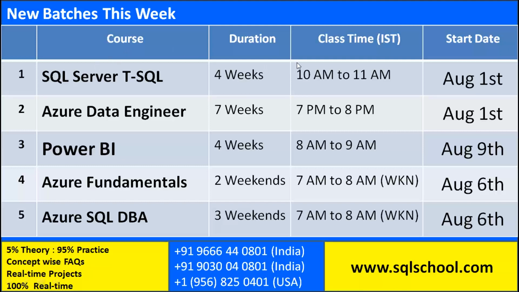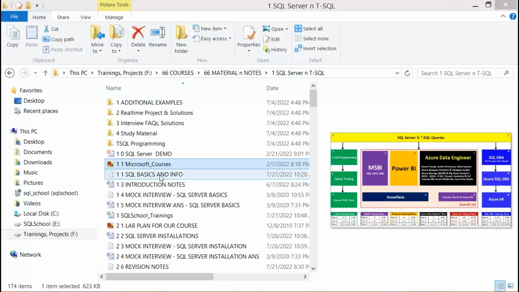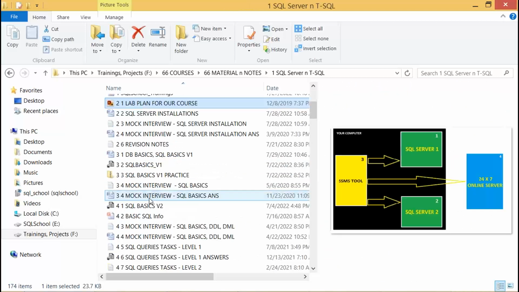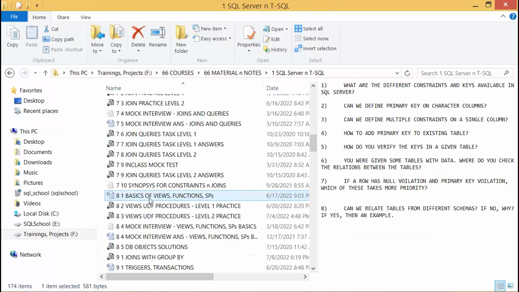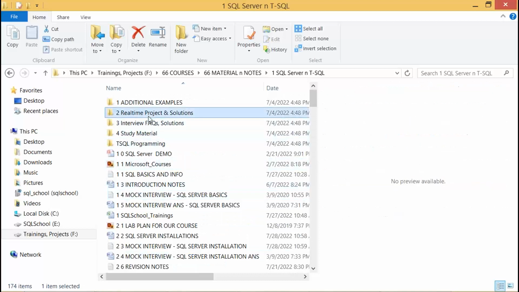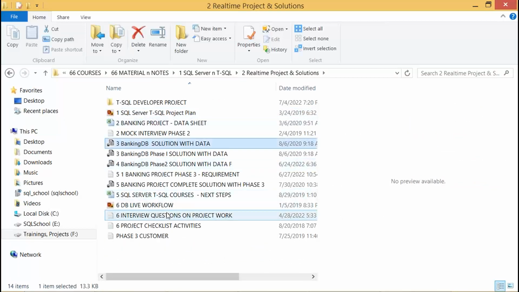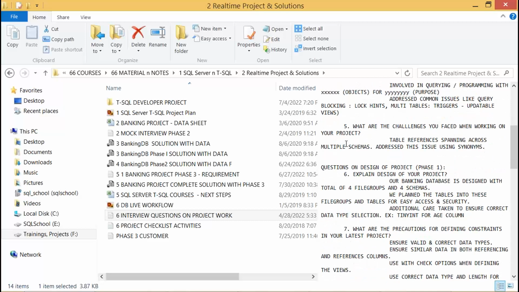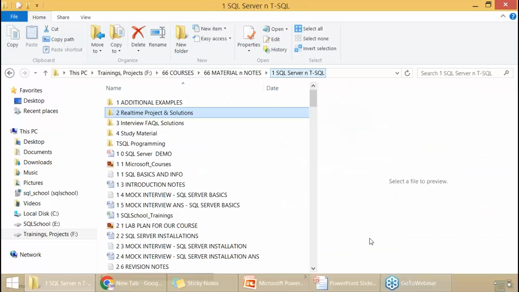The first one, SQL Server Transact SQL for programmers, data analysts, data engineers, data scientists, and even administrators. A 4 weeks detailed course applicable for starters, as well as experienced profiles who love to learn from the scratch, step by step, with concept-wise FAQs, concept-wise examples, mock tests, and also a real-time project in a banking domain. If your interviewer asks you what you did in the project, or what are the roles and responsibilities, or what are the challenges you faced in your project, kind of technical questions.